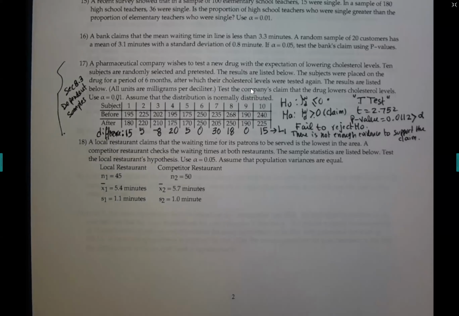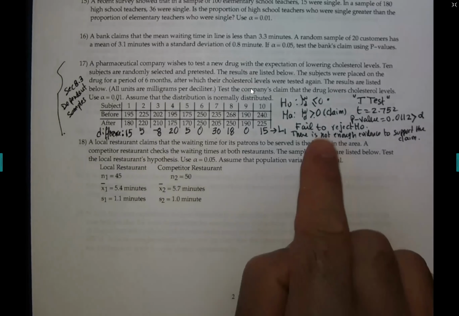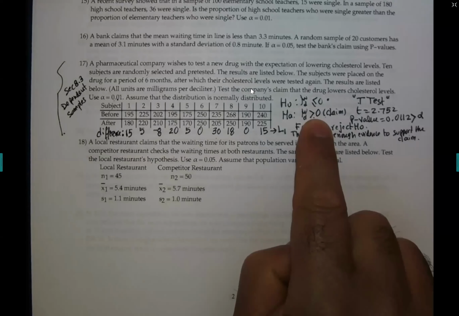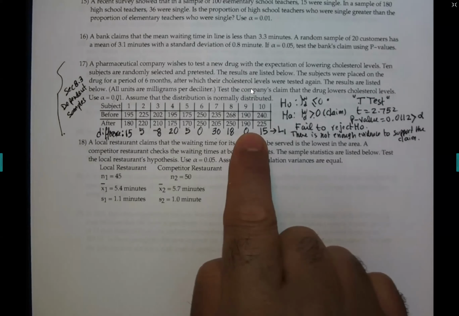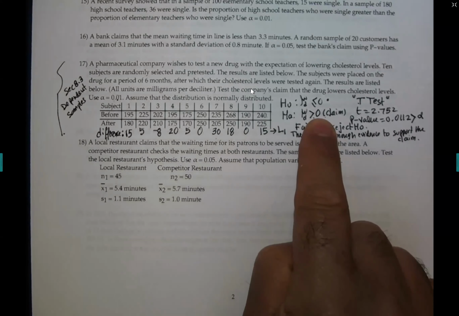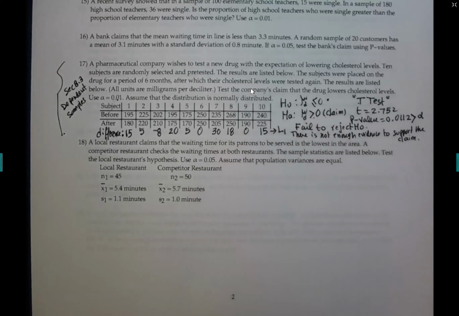Another hint, guys, you can tell whether you need to do greater than 0 here or less than 0. Look at the pattern, the trend. It looks like mostly positive numbers, so very likely it's going to be positive here. That's what your claim is.